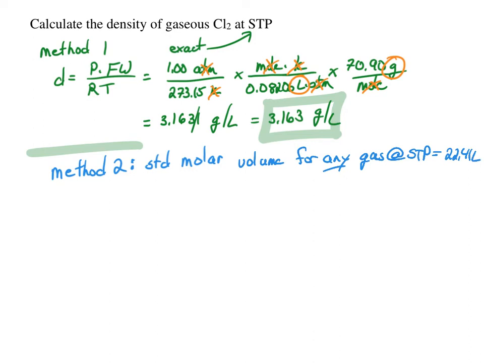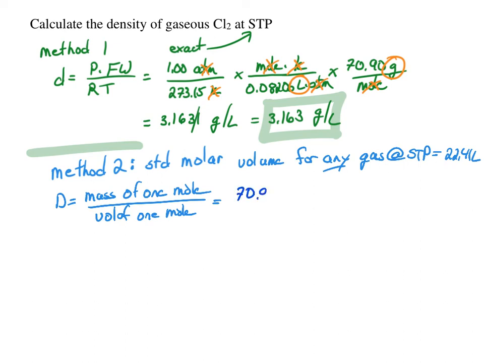So we can calculate our value by the mass of 1 mole of the gas divided by the volume of 1 mole. The mass of 1 mole of gas is going to be the formula weight, which for chlorine is 70.90 grams per mole. And we're going to divide by the volume of 1 mole of a gas at STP.